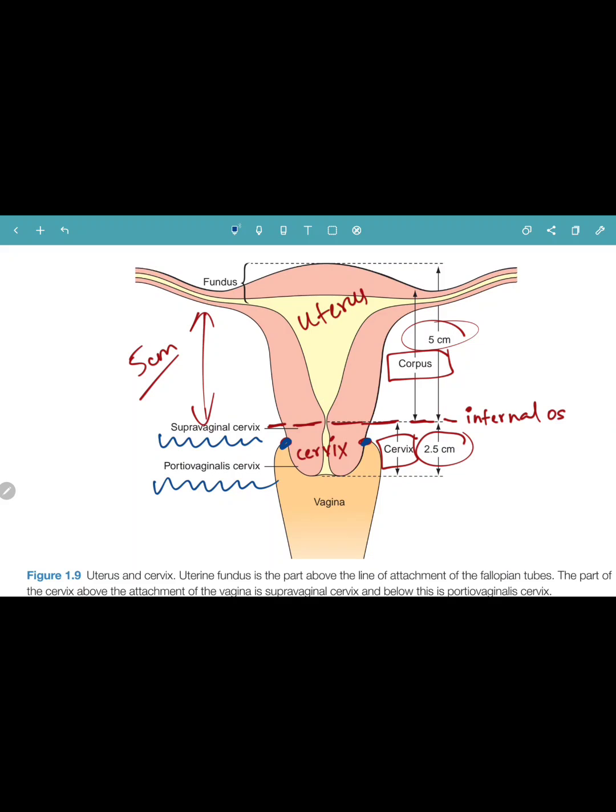the cervix part is known as portio vaginalis cervix. Portio means a portion where the vagina is attached. The entire portion of cervix where the vagina is also attached is the portio vaginalis cervix. Very easy, very simple. With the name itself you can understand. The part of the cervix above the vaginal attachment is the supravaginal cervix, whereas the part to which the vagina is attached is the portio vaginalis cervix.